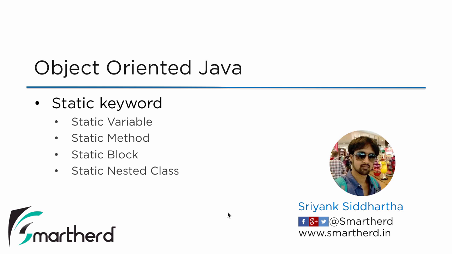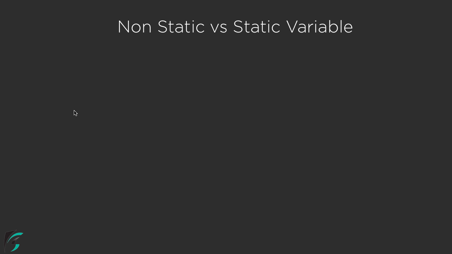Now, from the recent few videos, we were discussing object-oriented programming in Java. So let us now proceed forward and check out the static keyword. As a beginner, you might face difficulty understanding static variables, methods, blocks, and nested classes in Java. But the static keyword is one of the most important concepts when it comes to object-oriented programming in Java. So let us now check out what we mean by the static keyword.